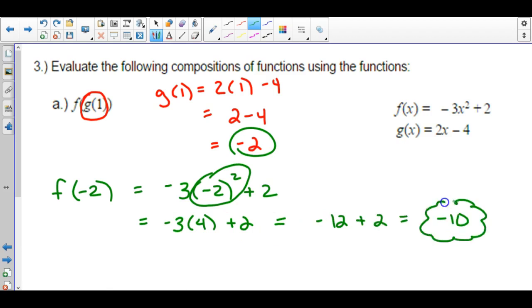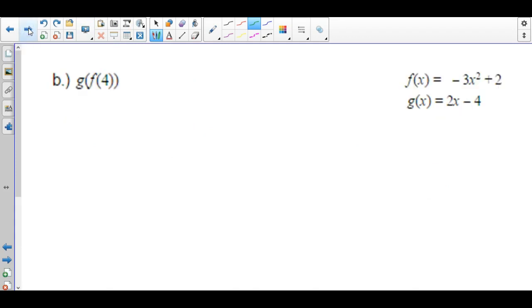So that would be our answer then: the composition of f of g of 1 would give us negative 10. So we'll do another one of those, and we're going to reverse the order here and do g of f of 4. So what I'm going to do is evaluate that inside function first, the f of 4, and that's going to give me negative 3 times 4 squared plus 2, and then we'll take that value and substitute it into the g function.